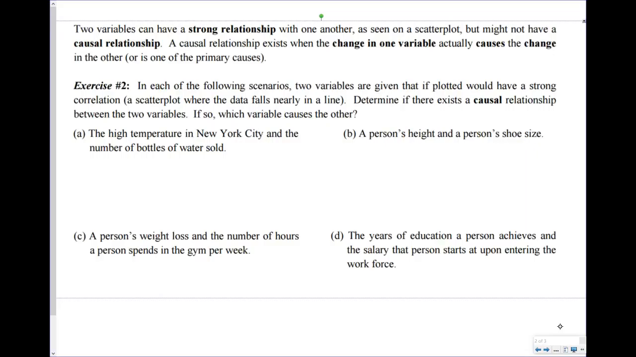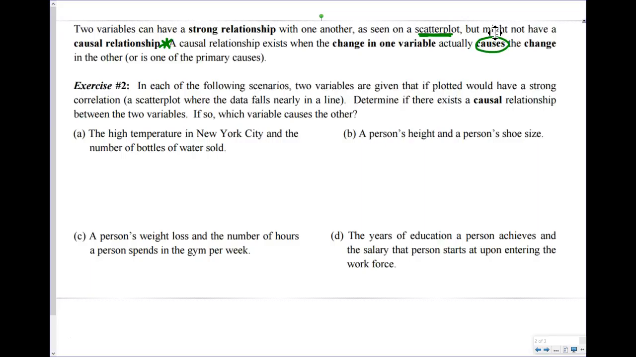So we're going to talk about something in this lesson called a causal relationship. Two variables can have a strong relationship with one another, as seen on that scatter plot we just did, where low temperatures and high temperatures both increase together, but might not have a causal relationship. So let's read this. This is really important, I'm putting a star next to it. A causal relationship exists when the change in one variable actually causes the change in the other.